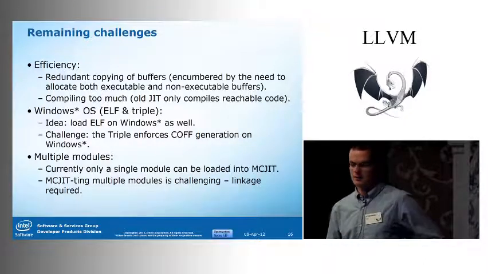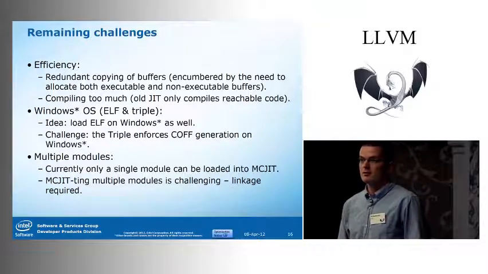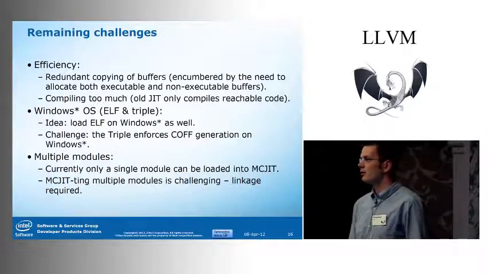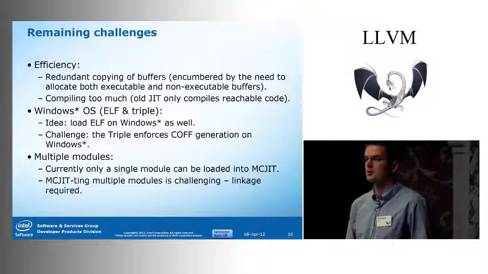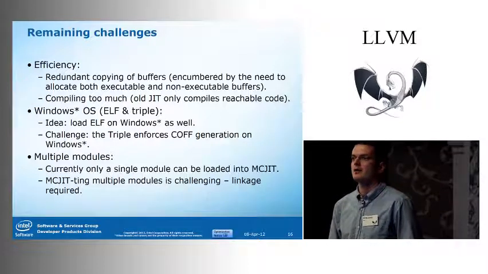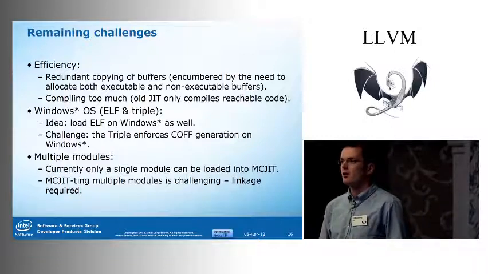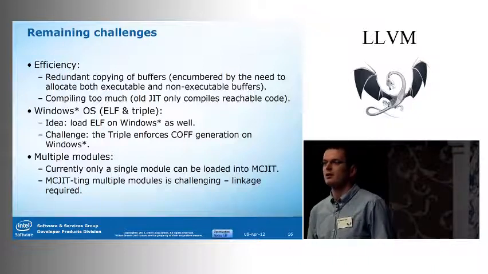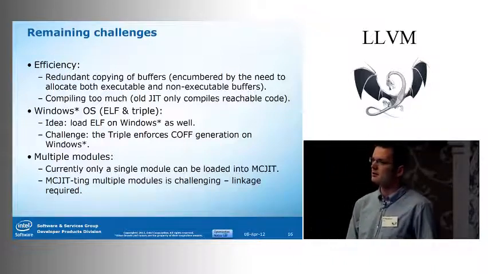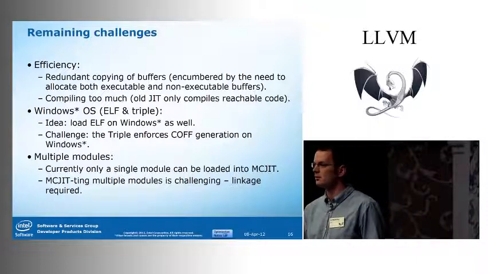Remaining challenges. Efficiency. There's quite a bit of copying going on currently in MCJIT that can be reduced. This is mainly because some code has to be allocated as executable but not writable, and some data has to be just readable, and some data has to be writable and readable.